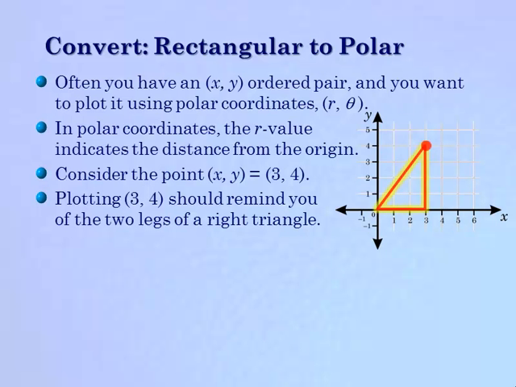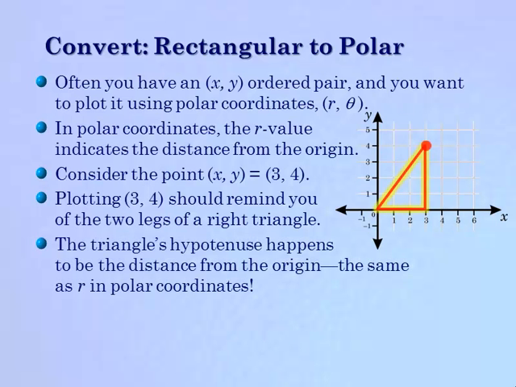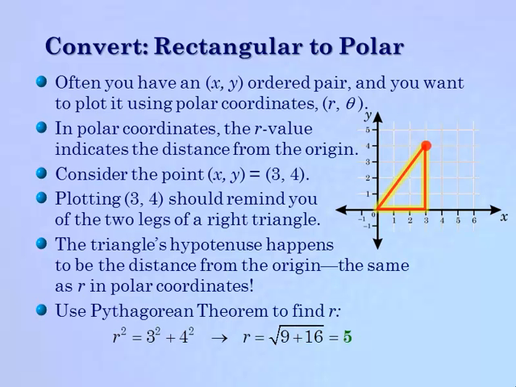And you know how to find the distance from the origin now. That's just the hypotenuse in the right triangle. So the Pythagorean theorem can tell us that r squared is equal to 3 squared plus 4 squared. Or in this case, r is equal to the square root of 9 plus 16, which is equal to 5. But that is the value for r. In general, for any x and y, we have that r is equal to the square root of x squared plus y squared.